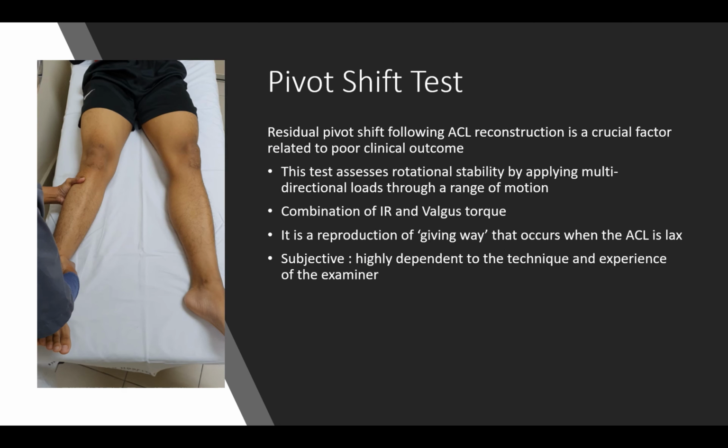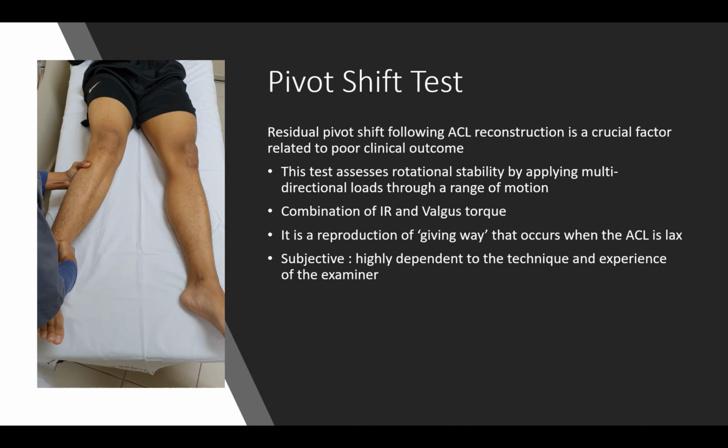The pivot shift test among the three is the most specific to ACL laxity, and to many orthopedic surgeons dealing with ACL injury, a positive pivot shift test after ACL reconstruction is quite crucial in determining the clinical outcome. Unlike Lachman and ADT, which are unidirectional, the pivot shift test assesses the rotation by applying multidirectional loads through a range of motion. Basically, it involves reproduction of the event perceived by the patient as giving way, that occurs when the ACL is no more functional.